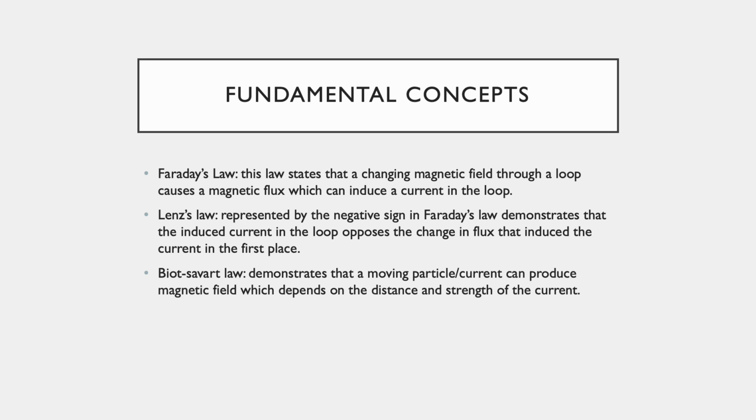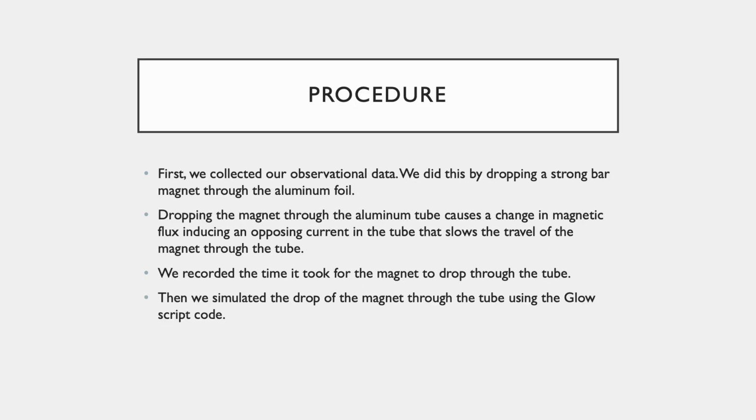The third fundamental concept, which we used in the computational model in order to update the position of the bar magnet, was Biot-Savart's law. This demonstrates that a moving particle/current can produce a magnetic field which depends on the distance and strength of the current. Here was the procedure for our lab.